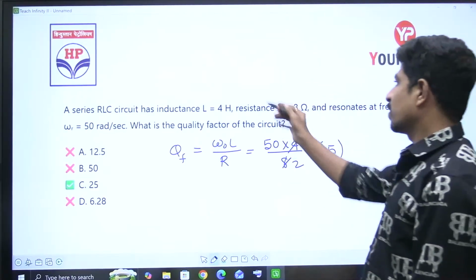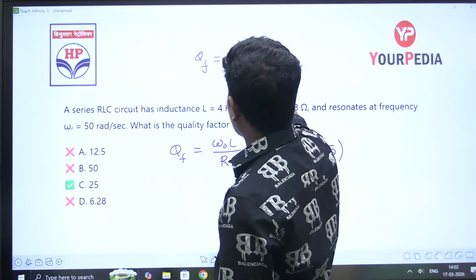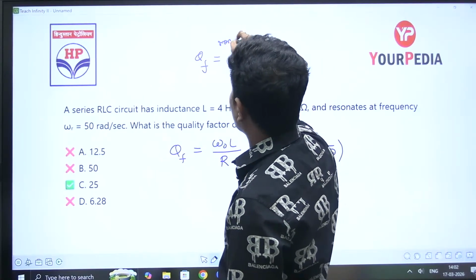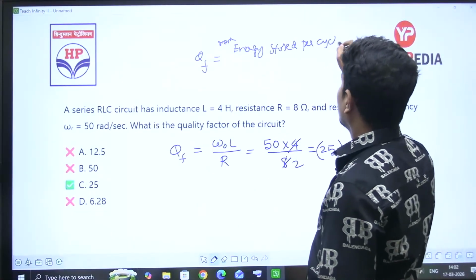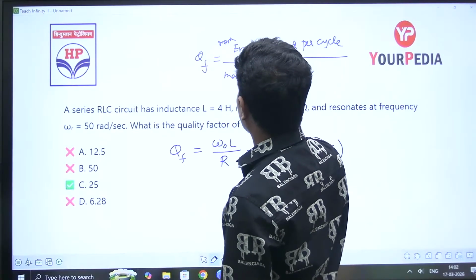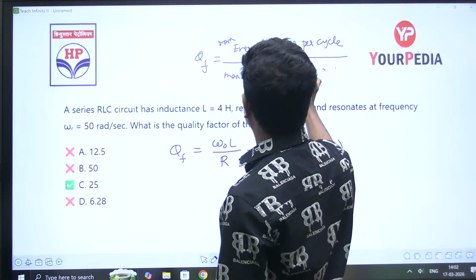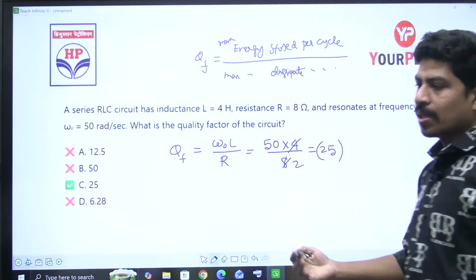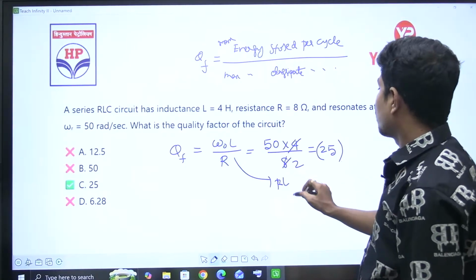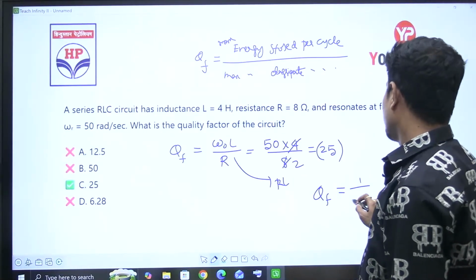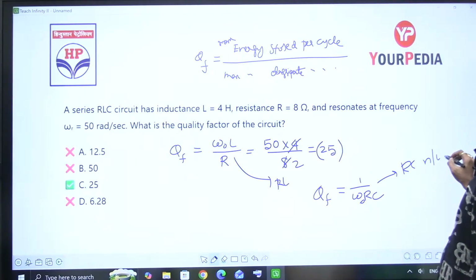What is quality factor? Basic formula. Quality factor is equal to maximum energy stored per cycle divided by maximum energy dissipated. If we use that concept, we get, see, this is for RL circuit. Sir, what is the formula for RC? Quality factor is equal to 1 by omega naught into RC for RC network.